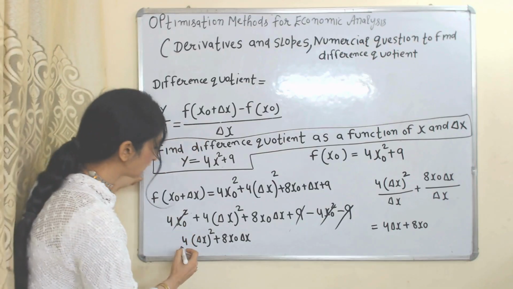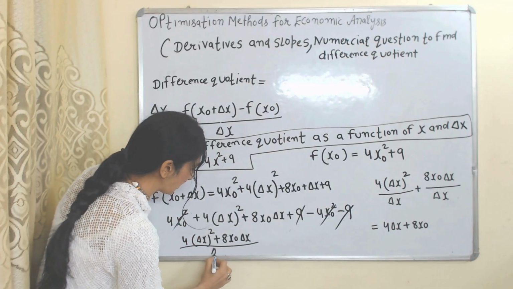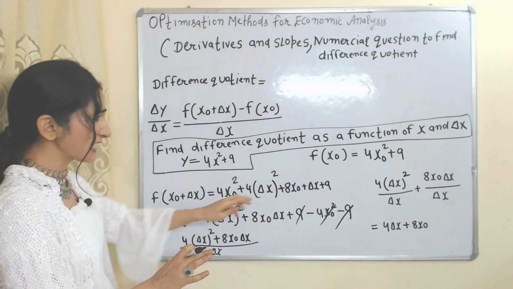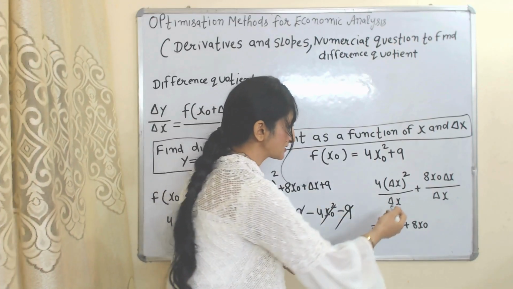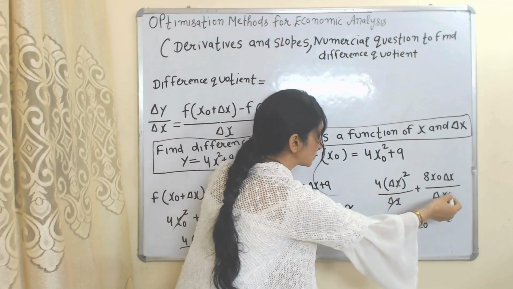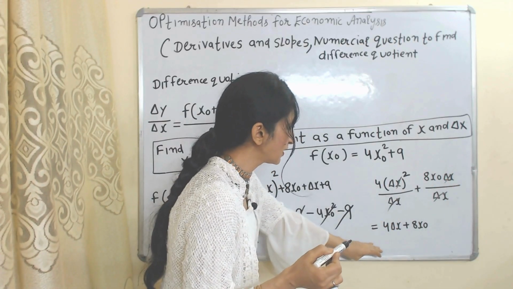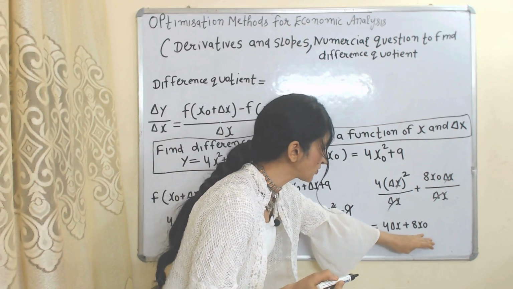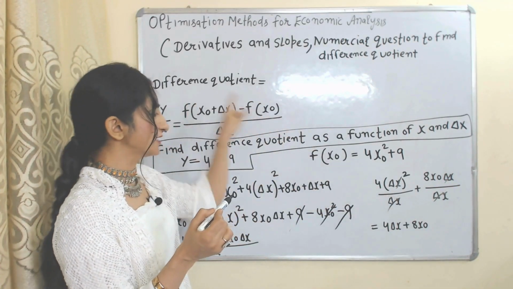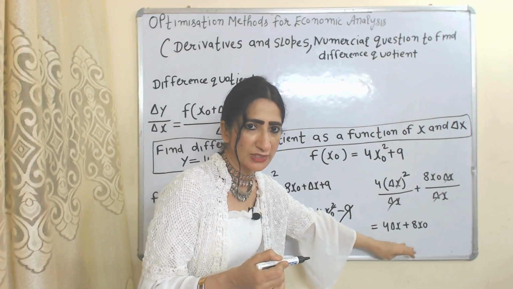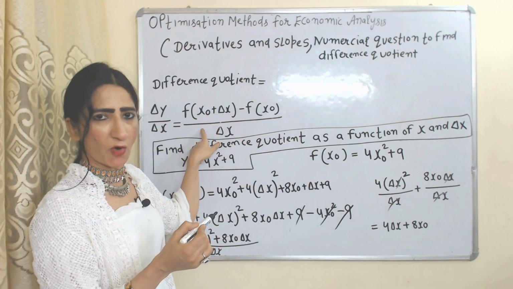According to this formula, we will divide both sides by delta x. This one cancels out. This one also cancels out. This is our final answer. This will be called our difference quotient, which we calculated by using this formula.